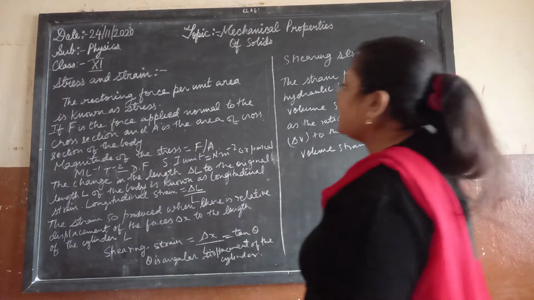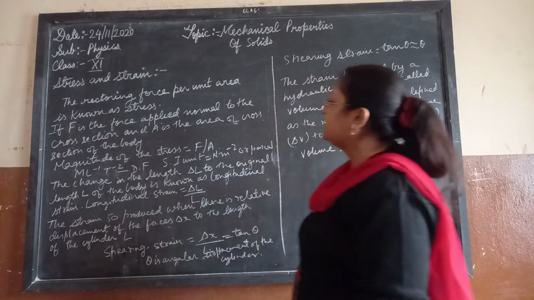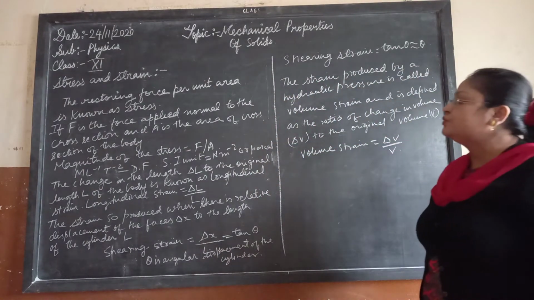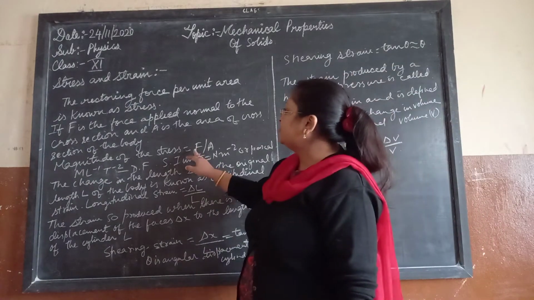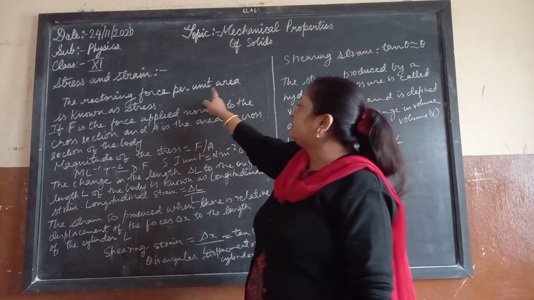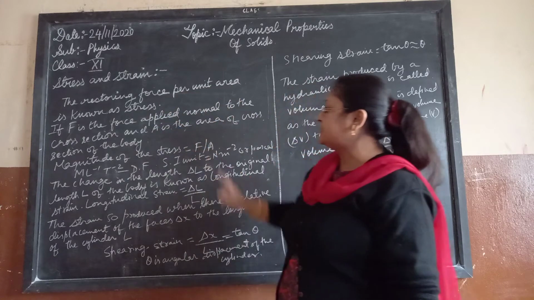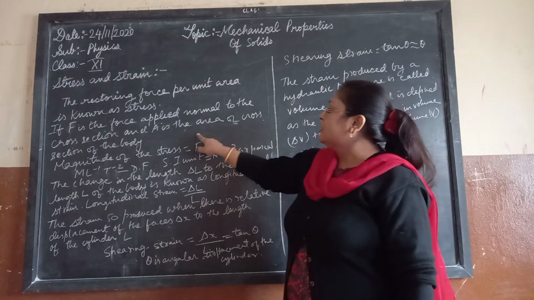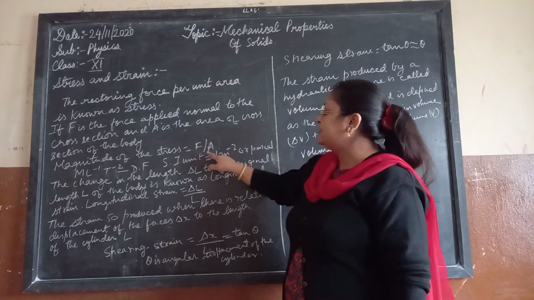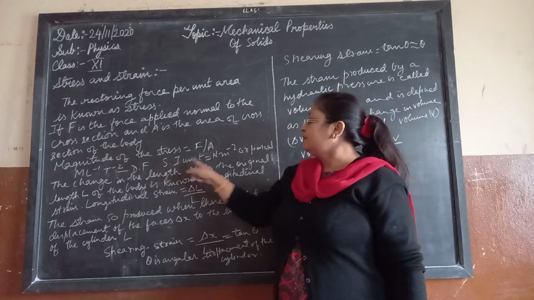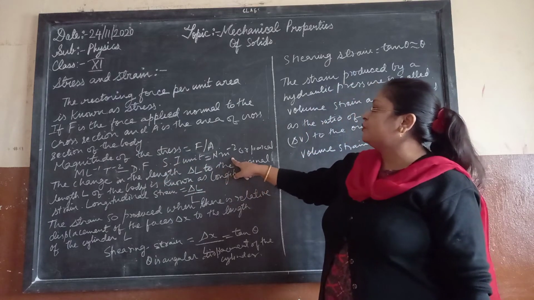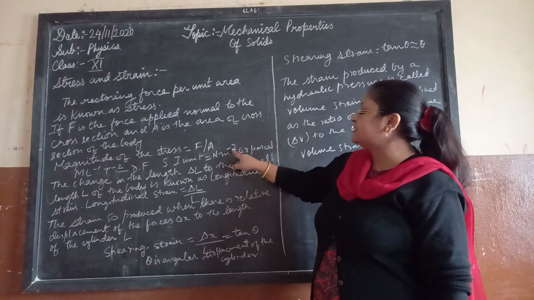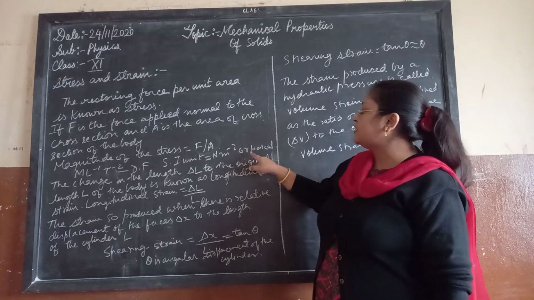If F is the force applied normal to the cross-sectional area and A is the area of the cross section of the body, the magnitude of the stress will be equal to F upon A. So the restoring force per unit area is what we call stress. The magnitude of stress is given by the fraction F upon A. The SI unit of stress is Newton per meter squared, N m^-2, or Pascal.